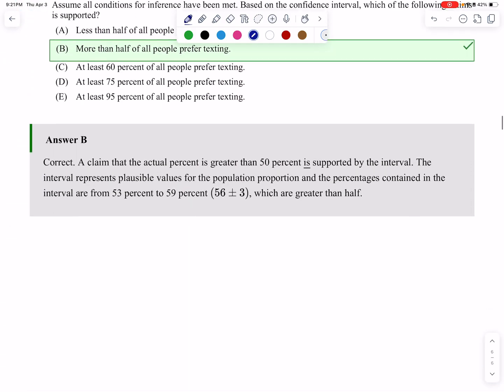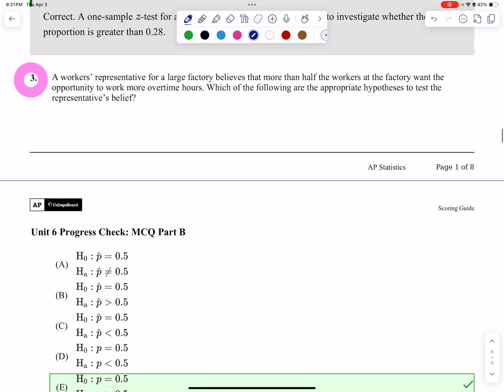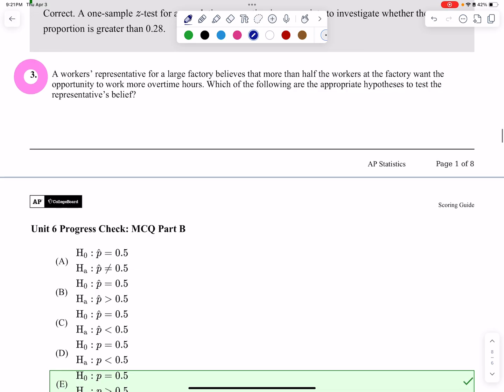All right, so that's A. Now let's jump to B. So B, number 3: a workers' representative for a large factory believes that more than half the workers at the factory want the opportunity to work more overtime hours. Which of the following is true for the hypothesis to belief?